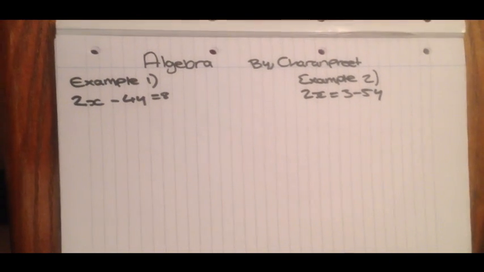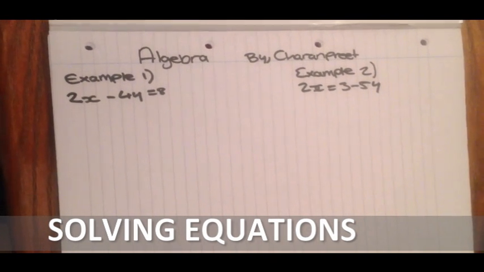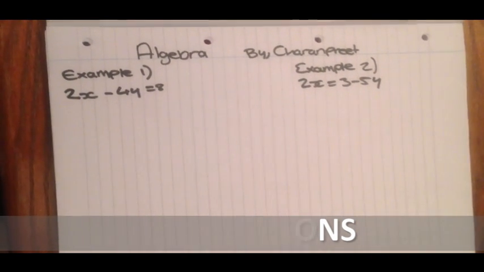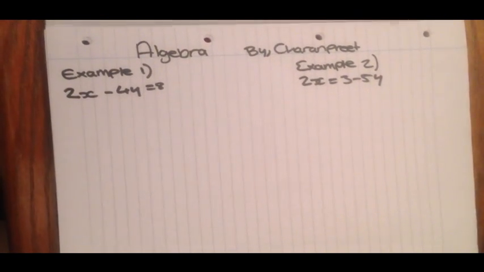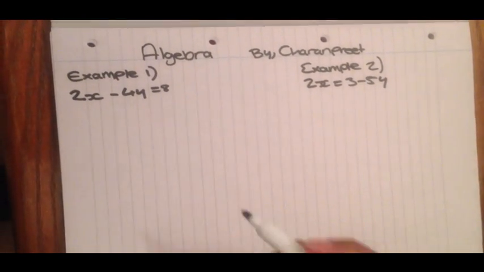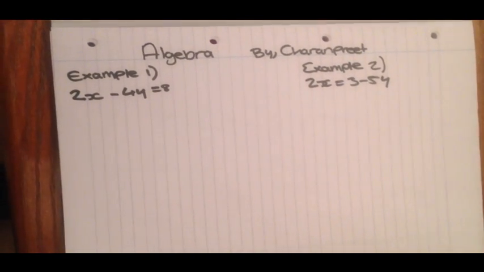Within today's tutorial, I shall be discussing as well as explaining how to work out simple algebra equations. I shall be demonstrating this by using two examples. The first example is 2x minus 4y equals 8. I shall be showing the working out in different steps in order for you to understand.